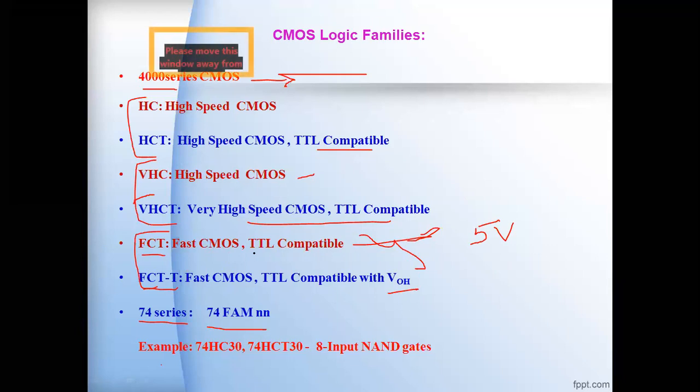Actually the TTL requires only 3 volts, or 2.5 volts is more than enough. But the fast CMOS is producing 5 volts of output. As it is producing 5 volts, that leads to more power consumption. So then they released this fast CMOS TTL compatible with VOH, which means that the output will be somewhat 3 volts here. Okay, so these are all the CMOS logic families.